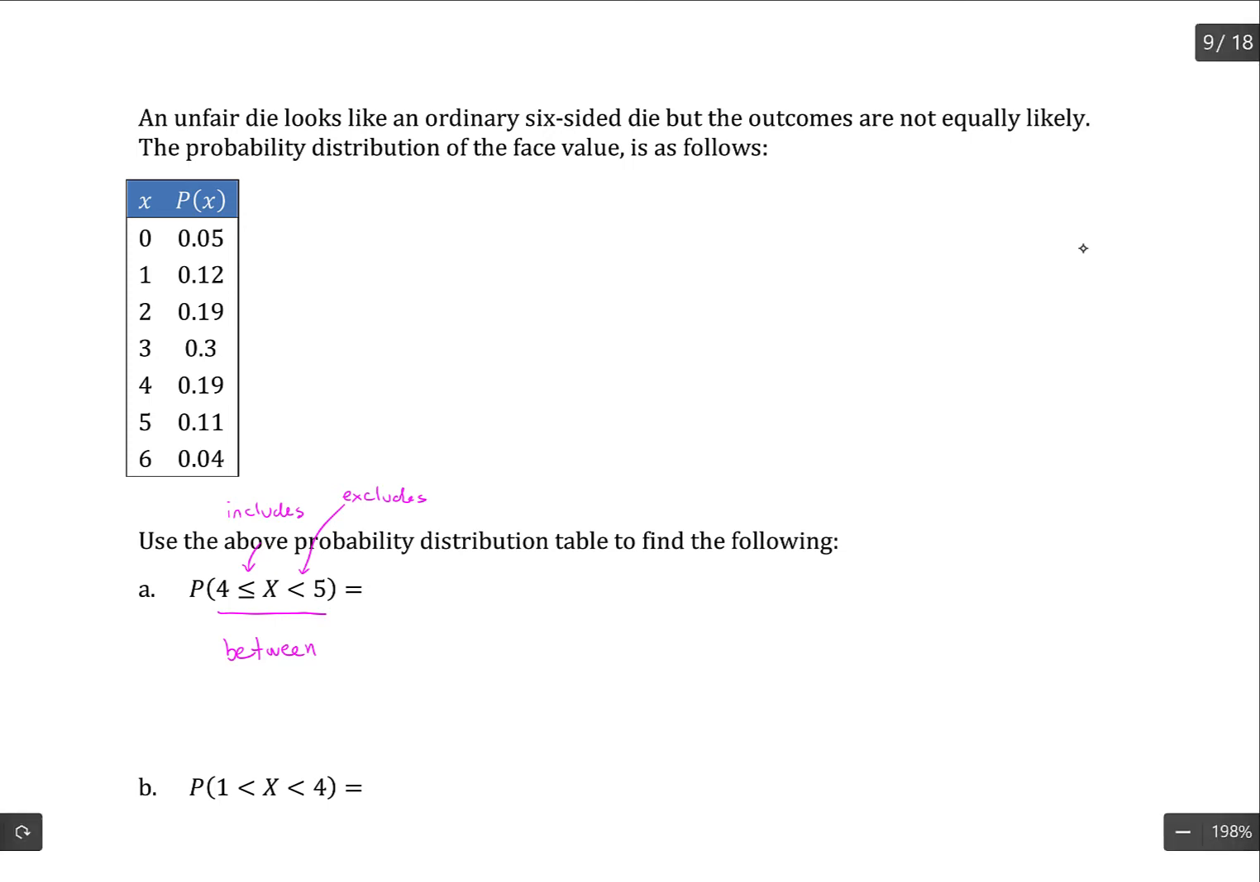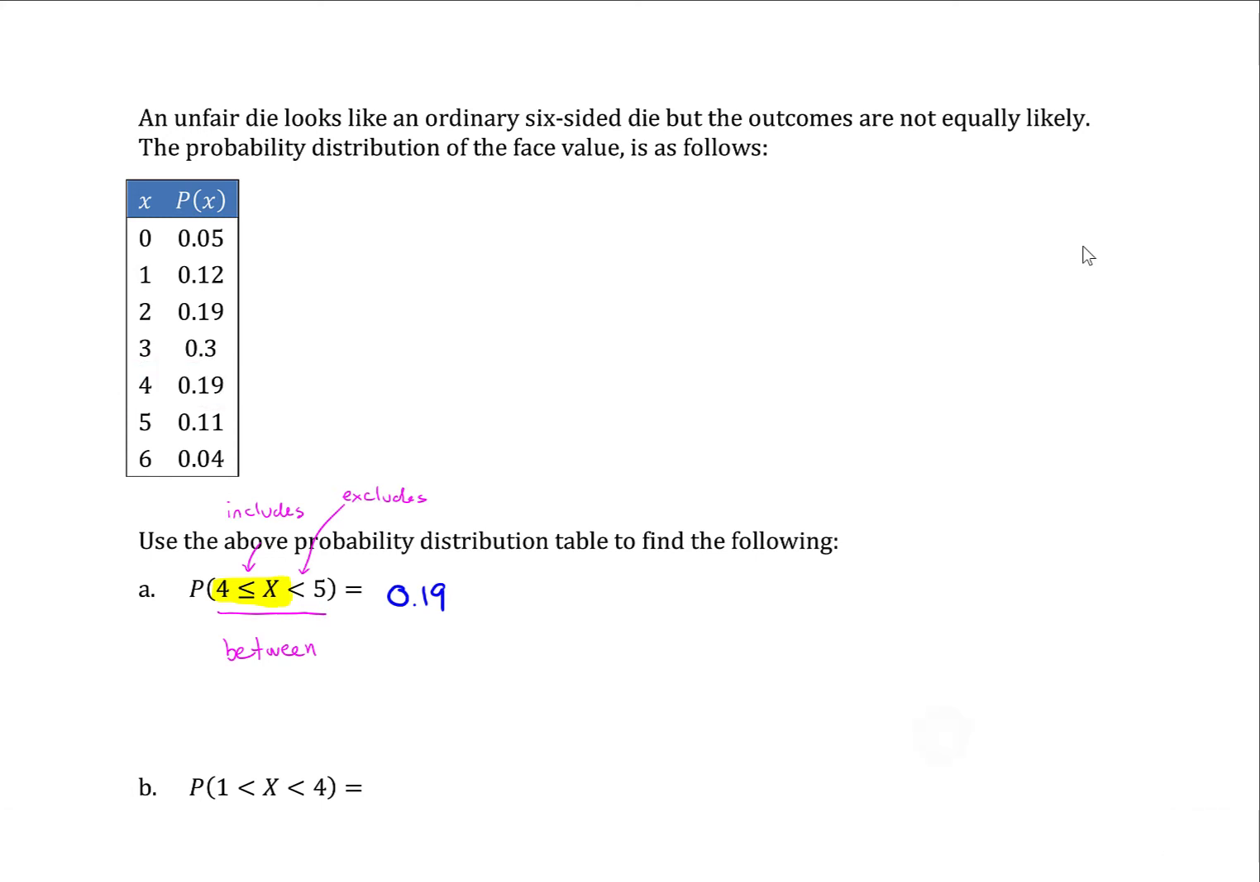So the probability that x is greater than or equal to 4, so starting with 4, but then it has to be less than 5. Well, this is apparently just a very fancy way of asking what is the probability that x is equal to 4. Because if it's greater than or equal to 4 but less than 5, that's the only outcome that qualifies. So our probability there is 0.19.